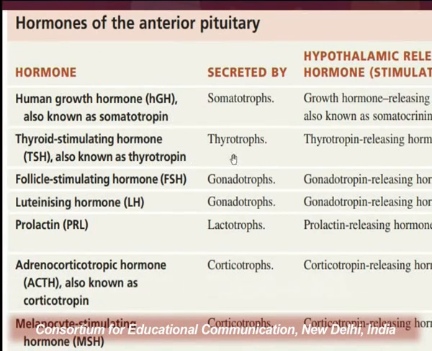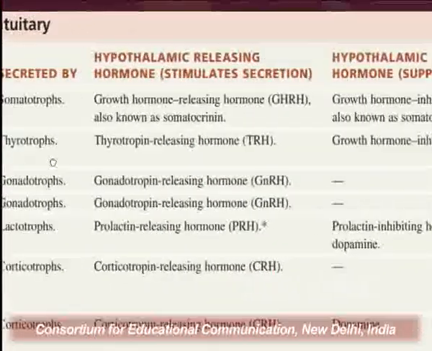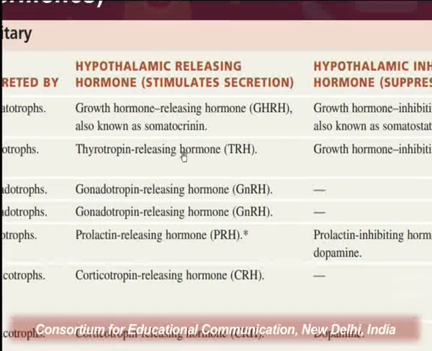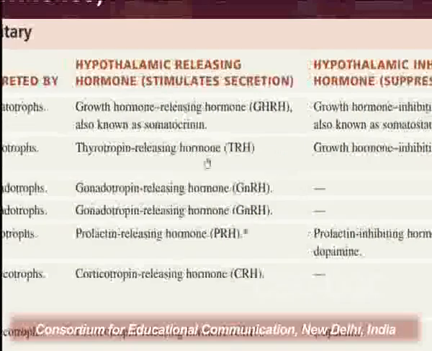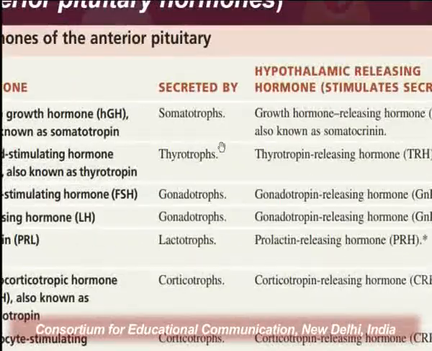Now let us talk about thyrotrophs. The thyrotrophs, we have understood, produce TSH, thyroid stimulating hormone, also called thyrotropin. This gets stimulated by thyrotropin releasing hormone, TRH, whereas it gets inhibited by the same hormone which we have just studied with regard to growth hormone, that is somatostatin. Growth hormone inhibiting hormone has the capacity to inhibit the secretion of both somatotrophs as well as thyrotrophs.